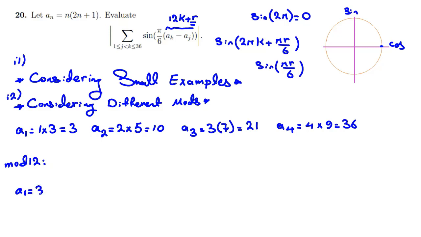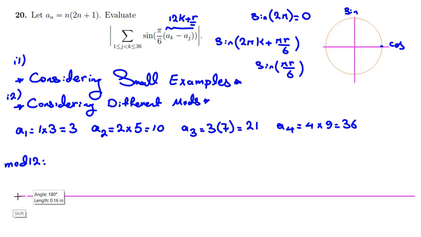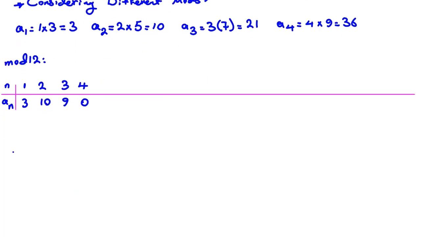So A1 is 3, A2 is 10. Or we can draw a table. I think a table will be better. Let's draw this one: n and a_n. When n is 1, it is 3. When n is 2, it is 10. When n is 3, it is 21, and 21 mod 12 is 9. For n equals 4, 4 times 9 is 36. It's 0. Let's consider the next part.